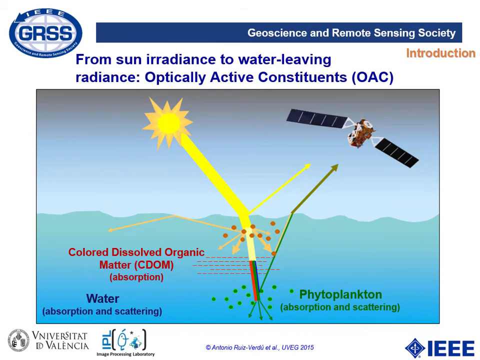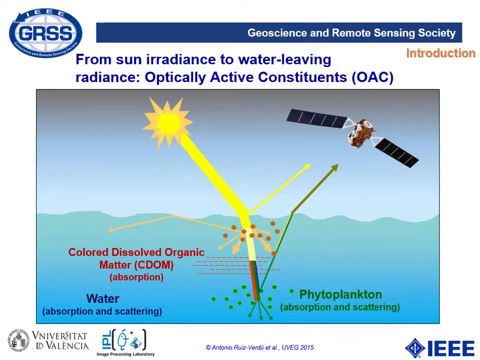But apart from phytoplankton, there's another complex pool of substances in water, which is normally named colored dissolved organic matter, or CDOM. These dissolved substances basically only absorb light, and as we will see later, they absorb light selectively, more strongly towards the blue and ultraviolet, and more weakly towards the red and infrared part of the spectrum.